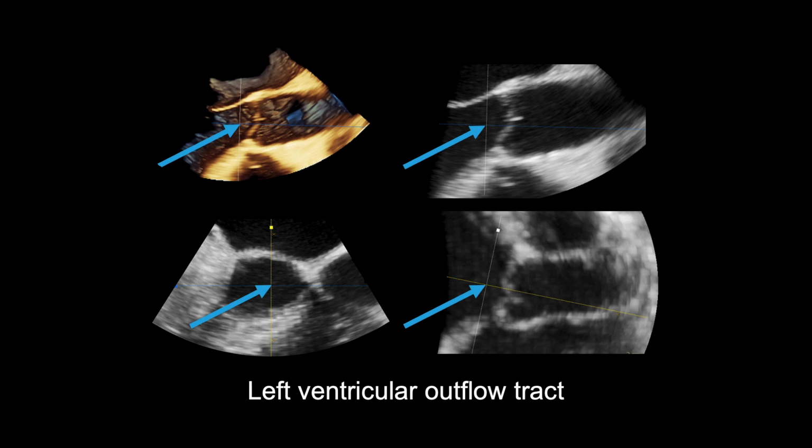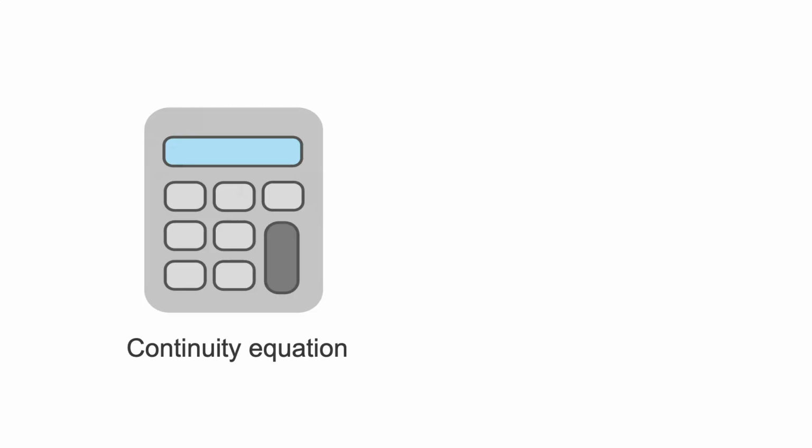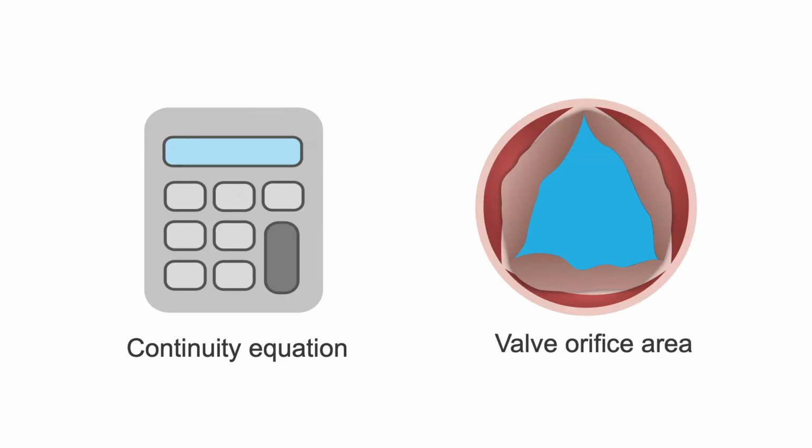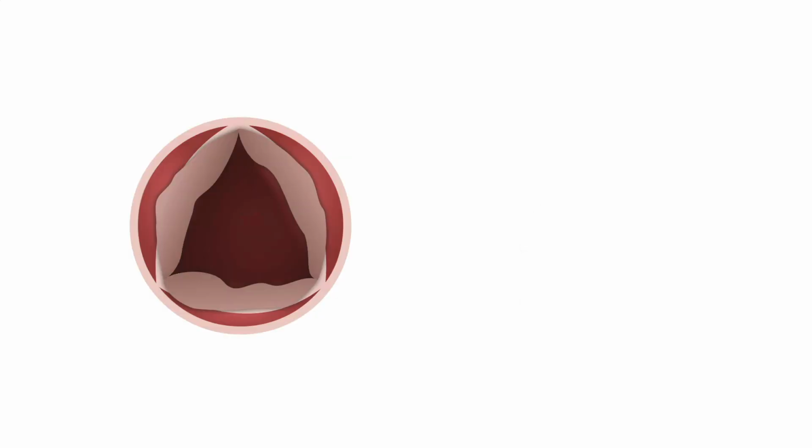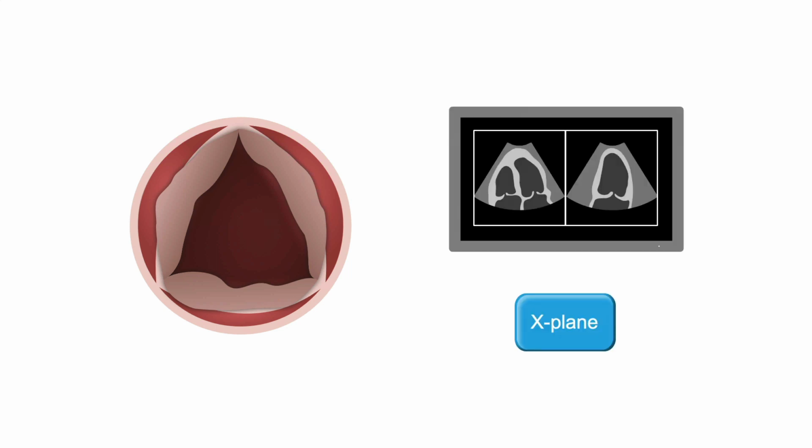If there is a good view of the left ventricular outflow tract, you can use the continuity equation to calculate the valve orifice area. See the MedMastery Echo Masterclass, The Valves, to learn how to apply the continuity equation. You can quantify aortic stenosis in challenging cases by using X-plane mode.